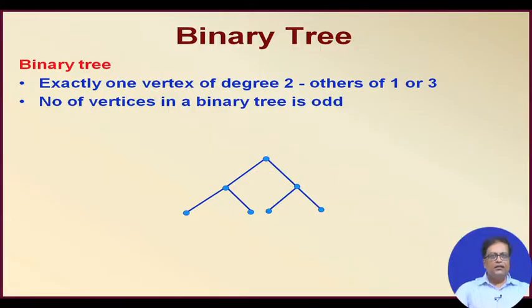Now, look at this, there is another type of tree that is called a binary tree. So, what is the difference between a binary tree and another tree? A binary tree is definitely a tree, but there is exactly one vertex of degree 2 and the others are either degree 1, like this vertex which is a pendant vertex and has only 1 degree, or degree 3, right, and the number of vertices in a binary tree is odd.